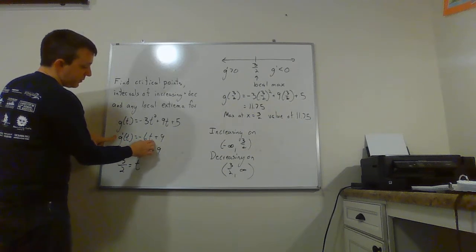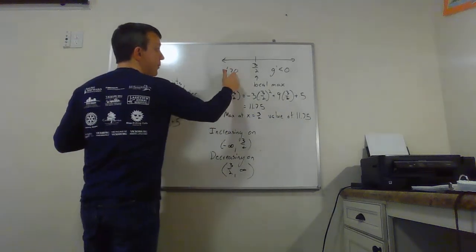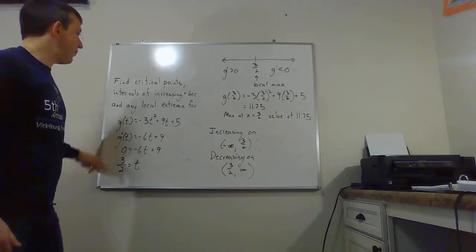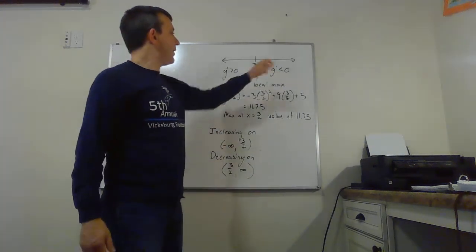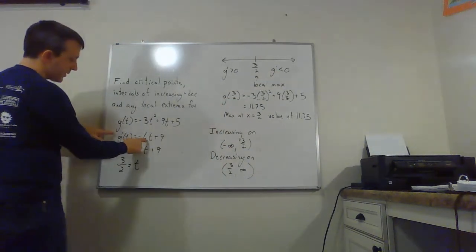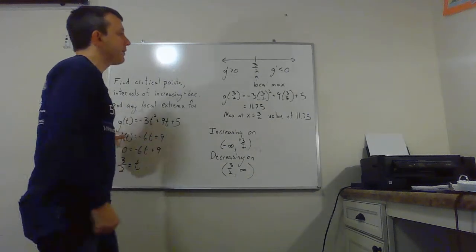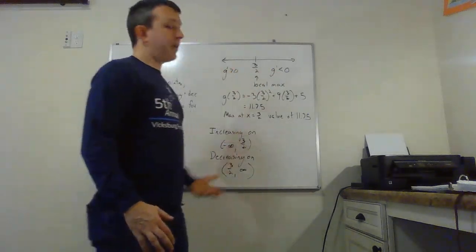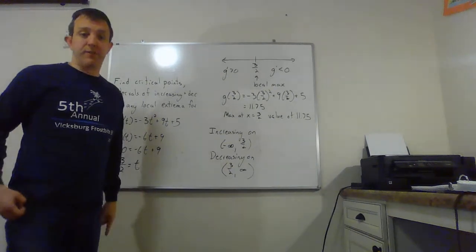Negative 6 times 0 would be 0 plus 9 would be positive, so we get that the derivative is greater than 0. And out to the right, maybe we plug in 2. Negative 6 times 2 would be negative 12, and 9 is negative 3, so that would be negative. So anyway, you can just test points in these intervals.